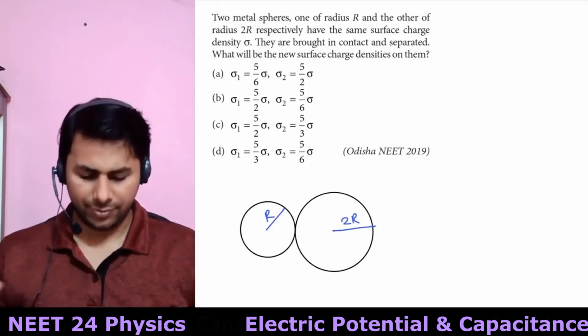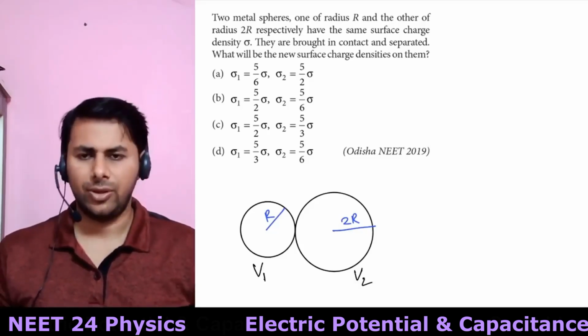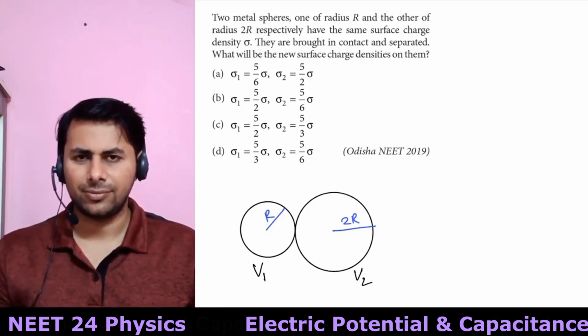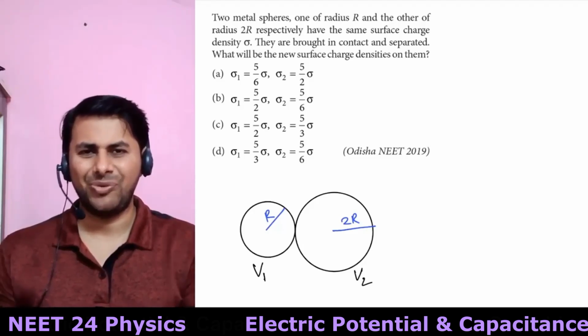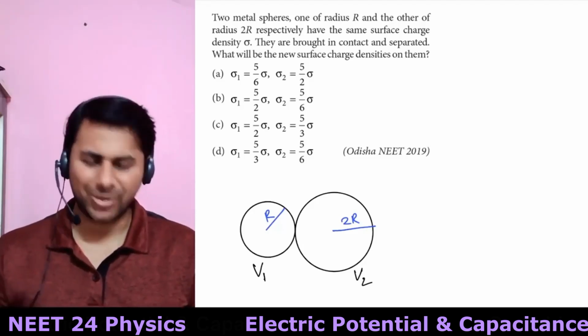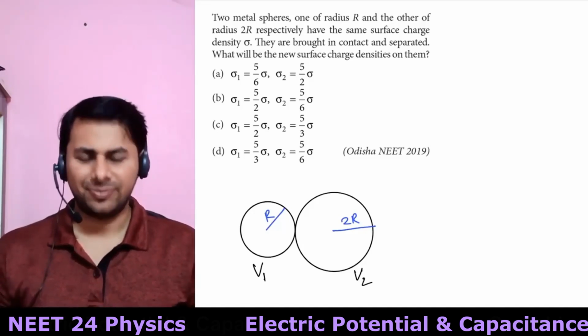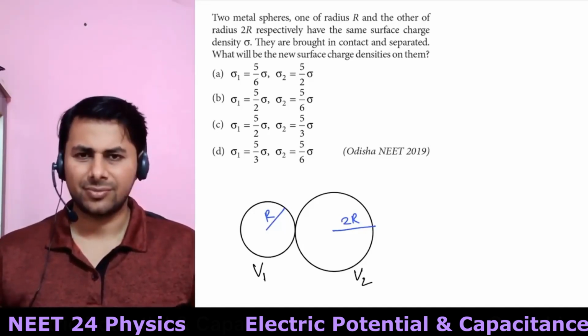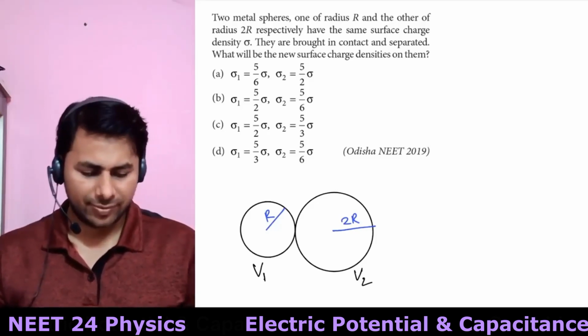What will happen? There is some potential V1, some potential V2. Where will the charge flow? From higher to lower potential, right? Charge will flow from higher potential to lower potential. Till what time will it flow? Till the time potentials become equal.